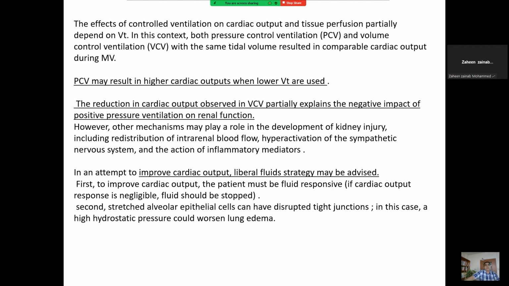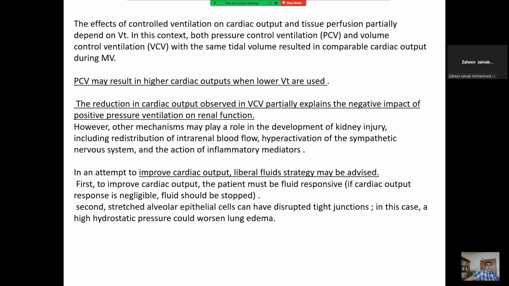The effect of controlled ventilation on cardiac output and tissue perfusion partially depended on tidal volume. In this context, both pressure control ventilation and volume control ventilation with the same tidal volume resulted in comparable cardiac output during mechanical ventilation. But we see that pressure control ventilation may result in higher cardiac output when lower tidal volumes are used. The reduction in cardiac output observed in volume control ventilation partially explains the negative impact of positive pressure ventilation on renal function.